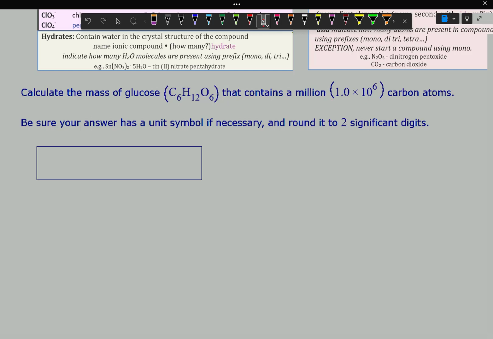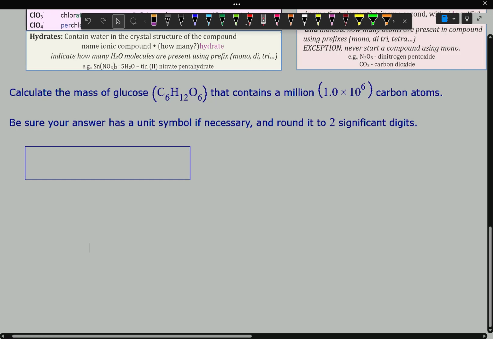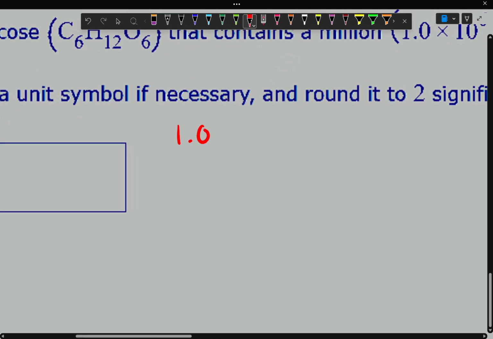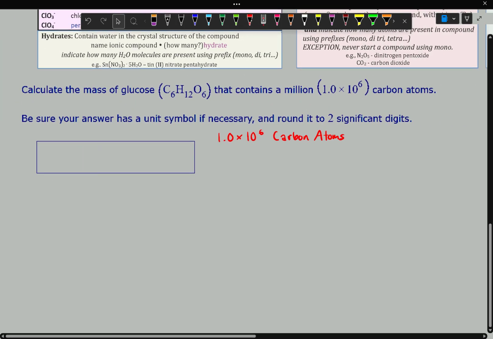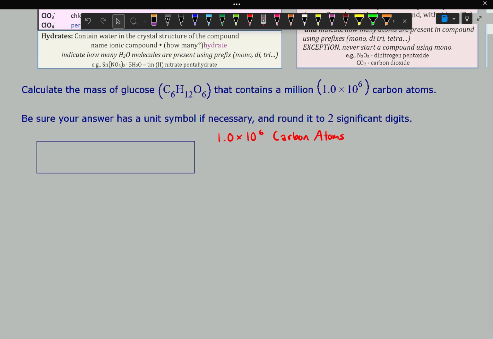So with these problems, I find it useful to write out what you have and write out what you need. So even if it seems obvious, I just write down that we have 1.0 times 10 to the 6 carbon atoms. And it doesn't look like we're given anything else, but technically we are given something else. We are given that we're finding the mass of glucose.